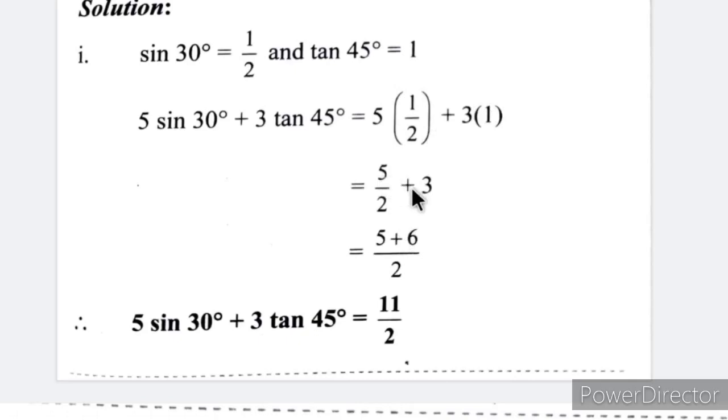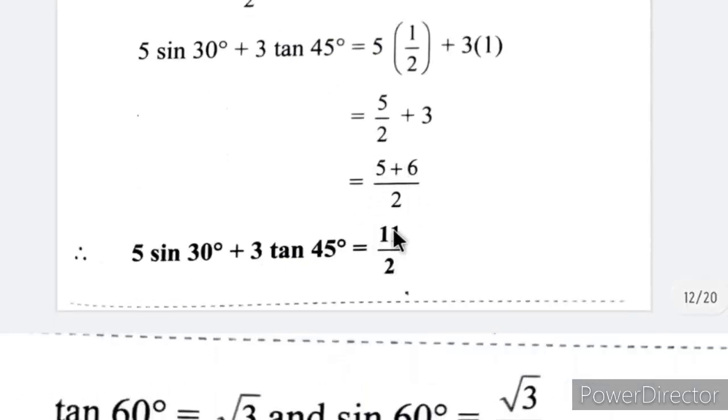5 into 1 upon 2 is 5 upon 2, plus 3 into 1 is 3. Now what we will do? Cross multiplication. Here 1 is there and here 2 is there. So 1 into 5 is 5, 2 into 3 is 6. So 5 plus 6, and the denominator will be the same, 2. 5 plus 6 is 11 upon 2. So we get the value of 5 sin 30 degree plus 3 tan 45 degree equals 11 upon 2.